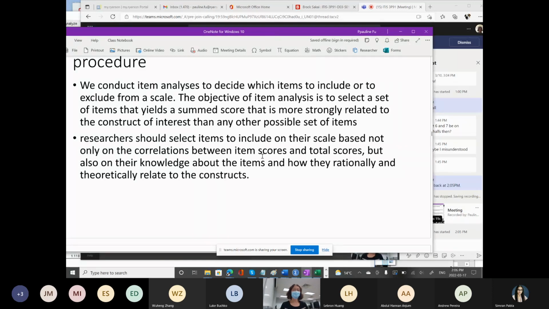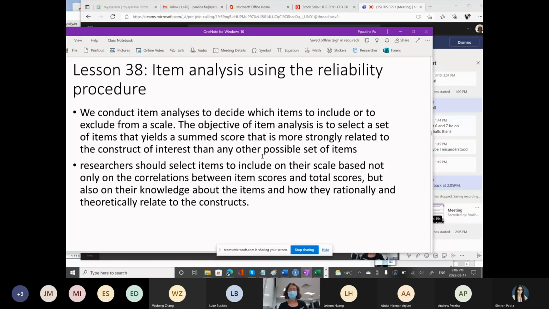So the purpose of item analysis is to decide which items to include or exclude from the scale. So our objective is to select items that will yield a summed score more strongly related to the construct of interest than any other possible set of items.